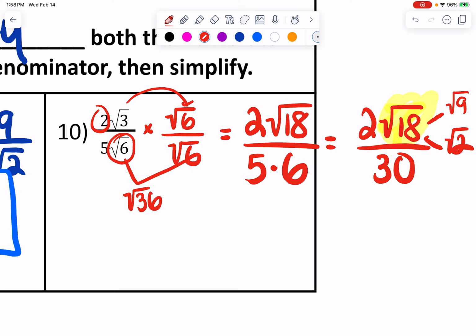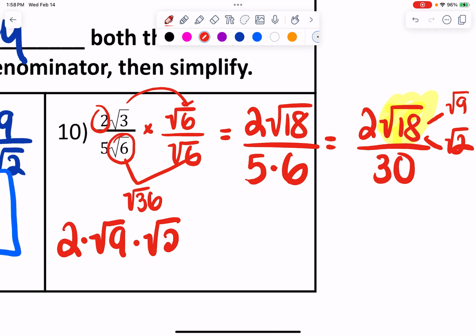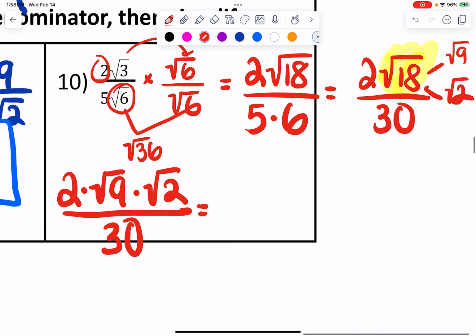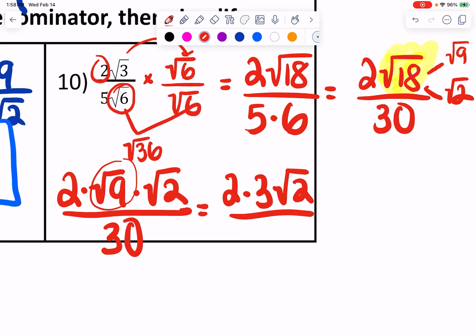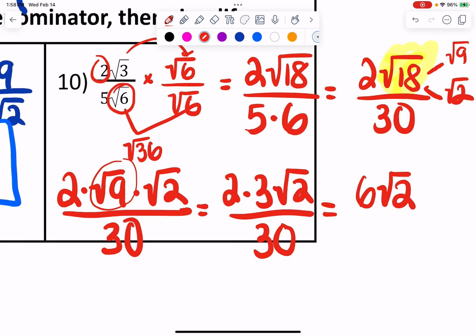Okay? So in other words, what you're going to have on top is this. You're going to have that 2 out front. You're going to have the square root of 9. And then left over is the square root of 2. And then on the bottom, you're going to have 30. And we're just simplifying from there. So square root of 9 is just 3. And so I'm really multiplying 2 by 3, and you are left with square root of 2. So again, 2 times 3 is 6, square root of 2 over 30.